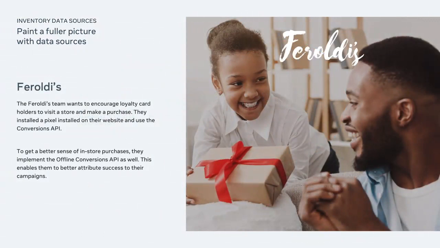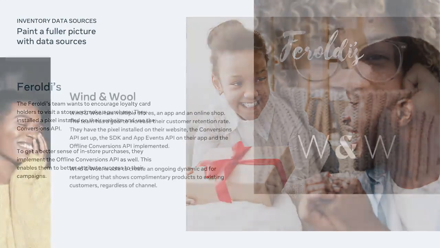Let's see some examples of multiple data sources in use to paint that fuller picture of the customer journey. For all this, a fictional company is a well-known brick-and-mortar men's fashion retailer with more than 100 stores. The marketing team would like to encourage loyalty card holders to come into a store and make a purchase. They installed a pixel on their website and used the conversions API. To get a better sense of in-store purchases, they also implement the offline conversions API, and this enables them to better attribute success to their campaigns across all channels.